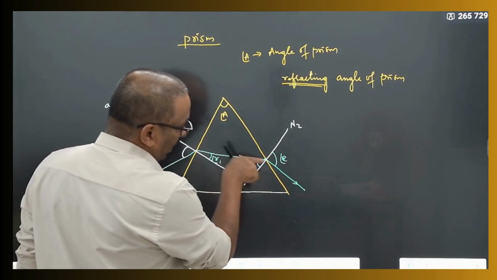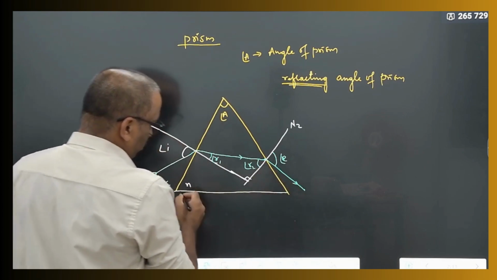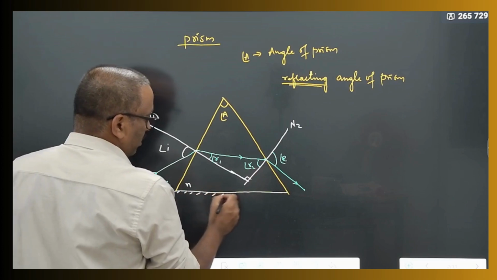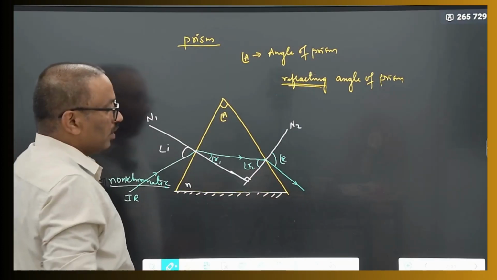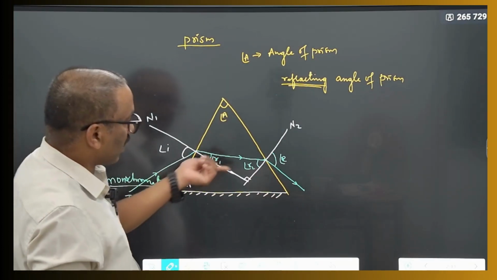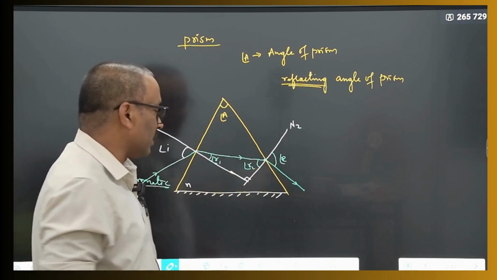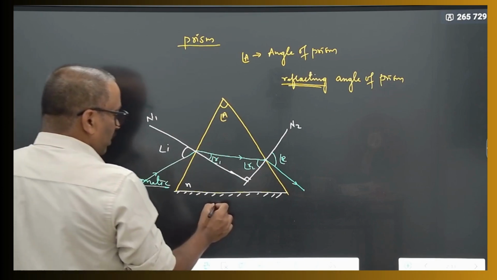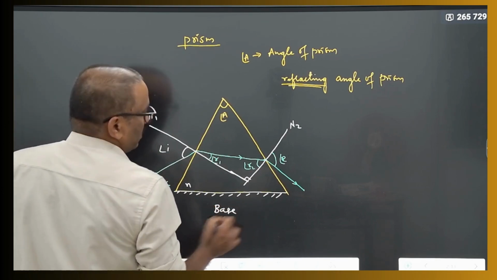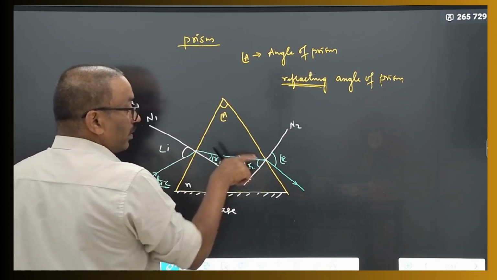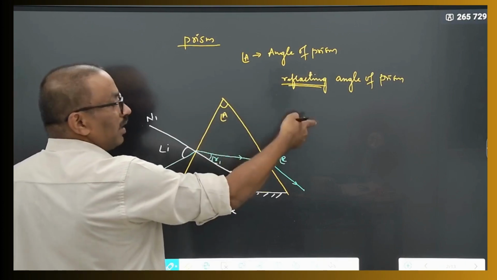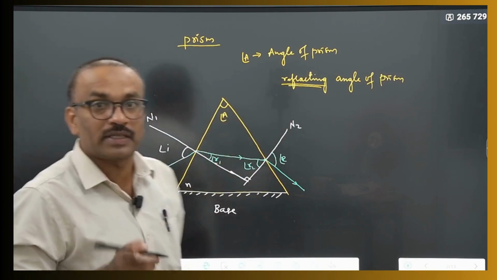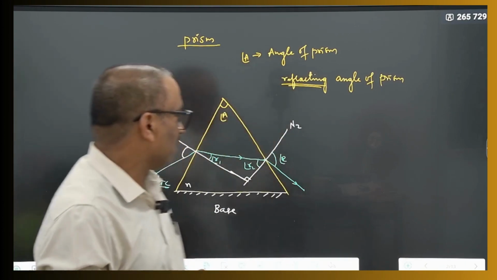This emergent ray is always bent toward the base of the prism. This is the base of the prism. So you can observe that this emergent ray is always bent toward the base of a prism. That means if the prism is placed in a rarer medium, then the emergent ray is always bent toward the base of the prism.